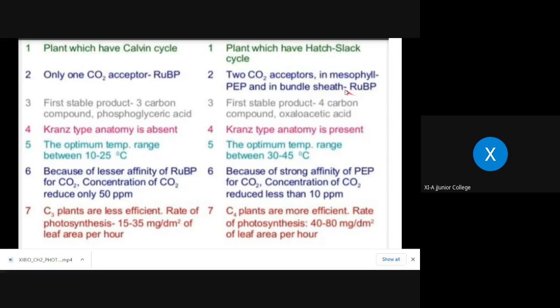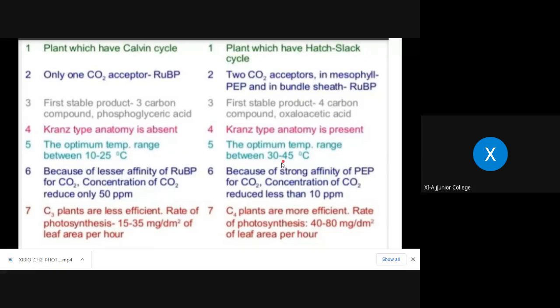The first stable compound is a 3-carbon compound, phosphoglyceric acid. Here it is oxaloacetic acid, which is a 4-carbon compound. Kranz anatomy is not seen, or is absent, in C3, whereas it is present in the C4 pathway. The optimum temperature ranges between 10 to 25 degrees Celsius, but at a high range, more than 30, up to 55 also sometimes, this C4 pathway is seen.